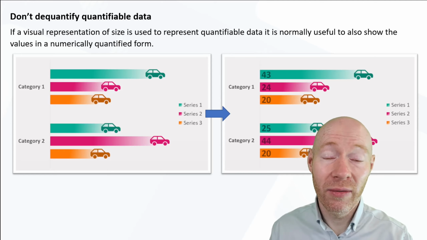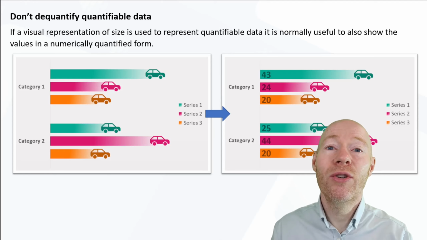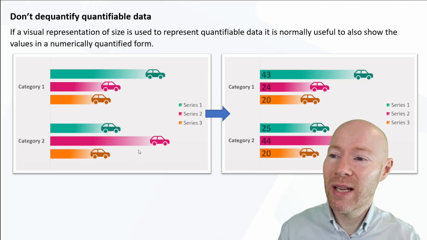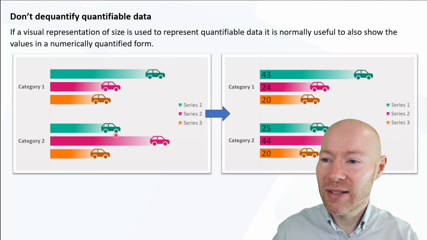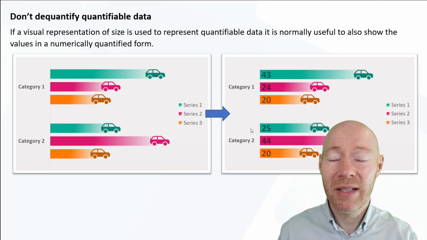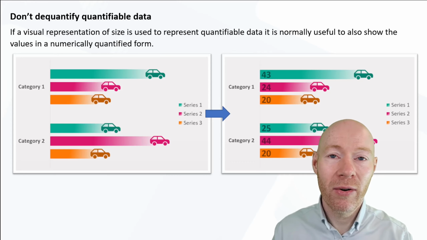And that does then link into our final point in this section, that where we can quantify our information, where we have numerical values that we can attach to it, we should show those. We generally shouldn't hide those. So we've got two examples here. Over on the left hand side we have two different categories. Over on the right hand side it's exactly the same, except we've added in our numerical values.